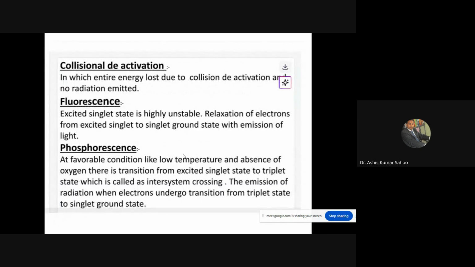Fluorescence: the excited singlet state is highly unstable. Relaxation of electrons from the excited singlet to the singlet ground state occurs with emission of light. At favorable conditions, like low temperature and absence of oxygen, there is a transition from the excited singlet state to the triplet state, which is called the intersystem crossing process.